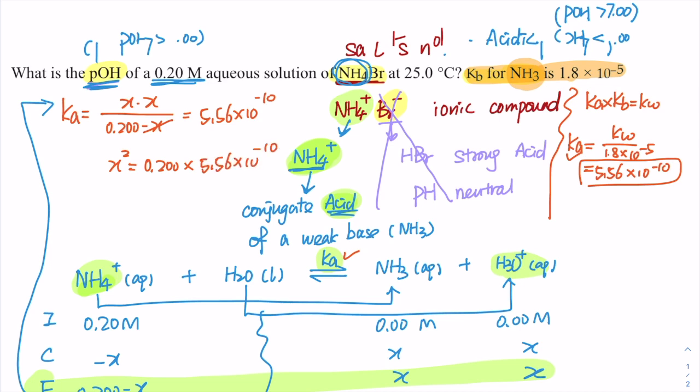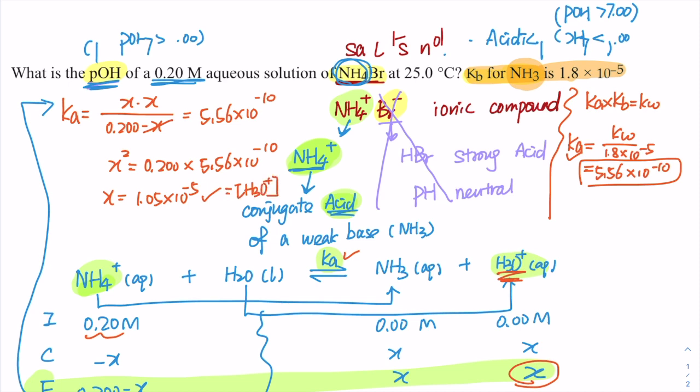Take a square root on both sides, and x will be solved as 1.05 times 10 to the power negative 5. Of course, you also should check to see if our small approximation is valid by dividing this x by the initial concentration 0.2. Then you'll find out it will be smaller than 5%. So we were able to use that small approximation. So this number is okay for us to continue with. Okay, so this x value we solved is the hydronium concentration.